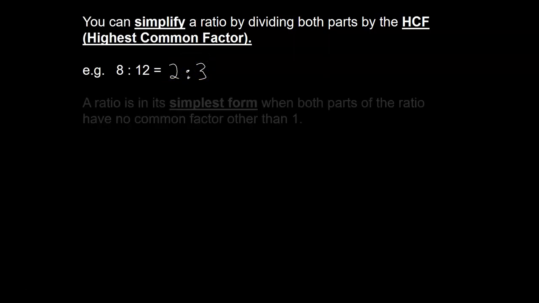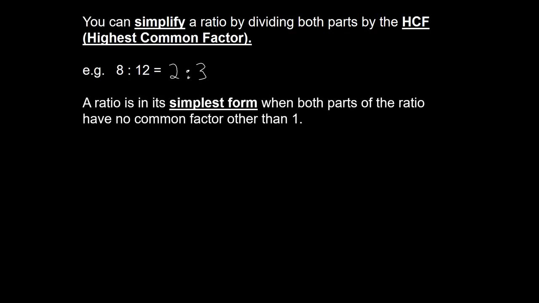Now, we can simplify a ratio by dividing both parts by the highest common factor. So here I've got the ratio 8 to 12. Now 2 is a common factor of 8 and 12, but 4 is the highest common factor. So I want to divide both sides by 4. So 8 divided by 4 is 2. 12 divided by 4 is 3. Now let's check. Do 2 and 3 have any common factors apart from 1? No, they don't. So my ratio is in its simplest form.